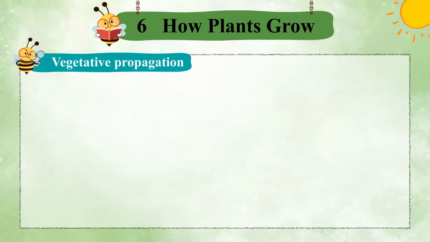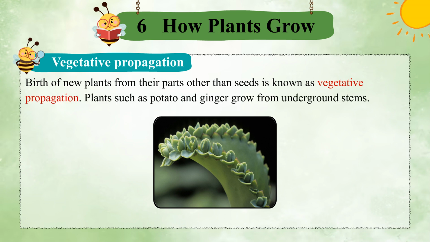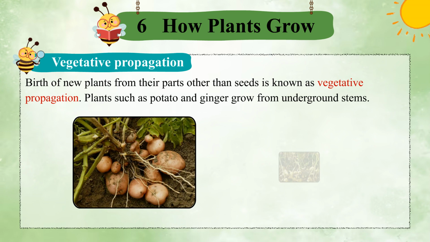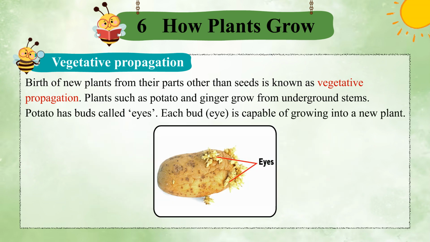Vegetative propagation. Birth of new plants from their parts other than seeds is known as vegetative propagation. Plants such as potato and ginger grow from underground stems. Potato has buds called eyes. Each bud, or eye, is capable of growing into a new plant.